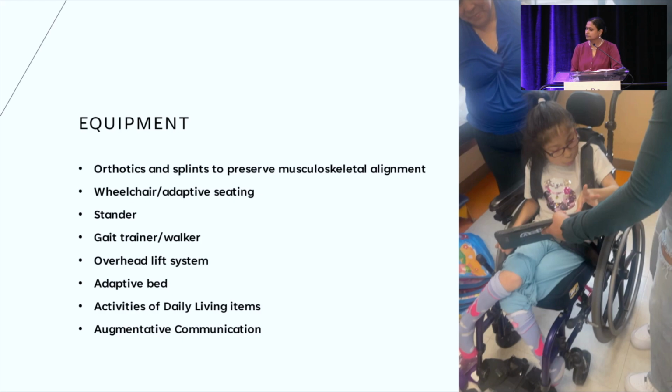Wheelchair and adaptive seating. We have this young girl here who has her manual wheelchair that has the adaptations that are necessary for alignment. We use standers, gait trainers, walkers, overhead lift systems, which I think are a very important item to look at for families. I think that sometimes we look at lift systems when we really, really need them. And that's difficult. It takes time to get them, assess for them, and request them. And it's much easier to have that in place.